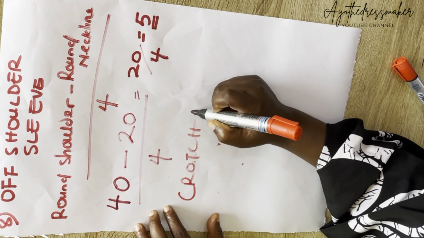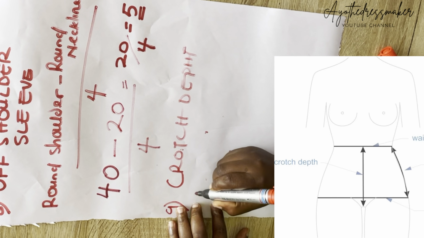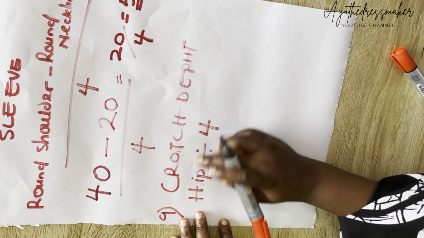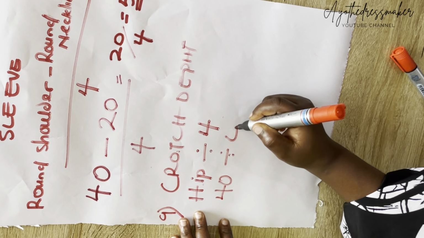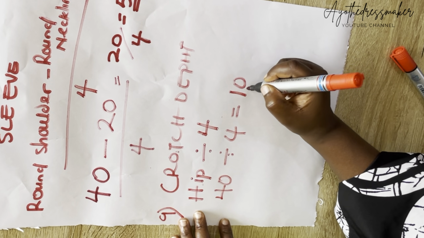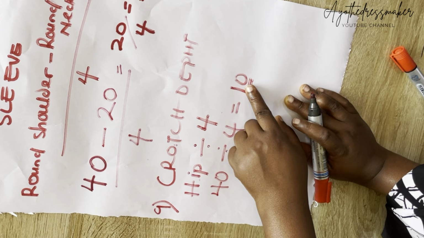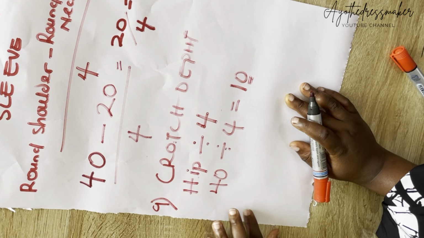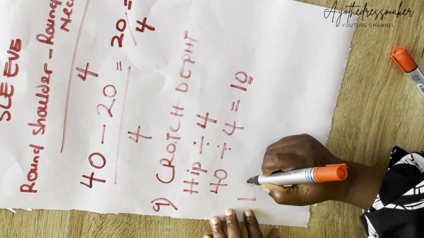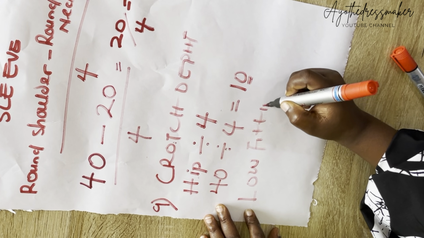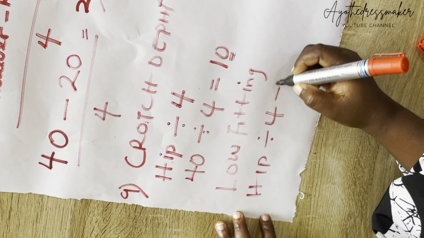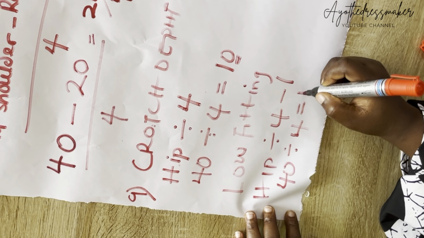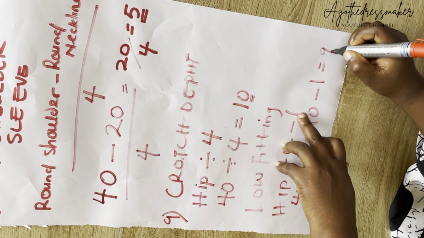And the next formula is the crotch depth. To get the crotch depth, the formula is really simple, and that is hip divided by 4. For example, for hip 40, divided by 4 is going to give us 10 inches. So for this person, the crotch length is going to be 10 inches. There are also other people who put their trousers lower than their natural waist. They like it lower. So for lower fitting trousers like that, the formula is hip divided by 4 minus 1 inch. For example, hip 40 divided by 4 gives us 10 inches, and minus 1, that is going to give us 9 inches.